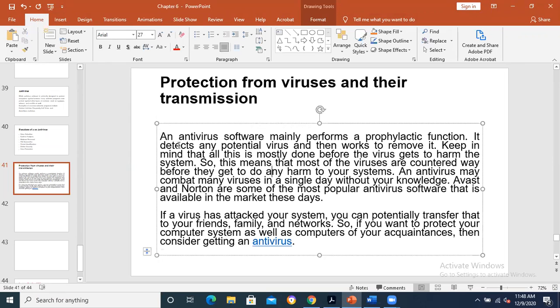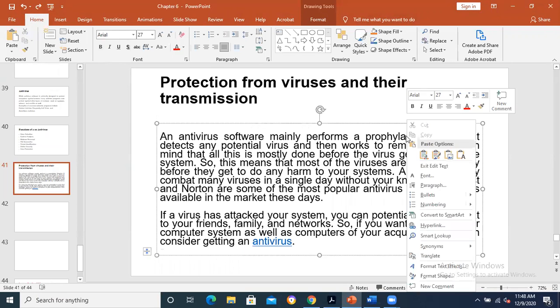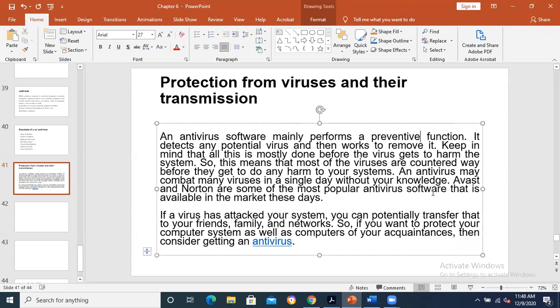So the very first point is that antivirus software mainly performs a security function called preventive. Preventive is a simple word. It detects any potential virus and then works to remove it. Keep in mind that all this is mostly done before the virus gets to harm the system.